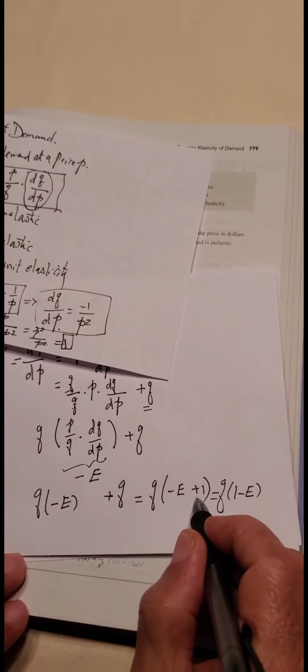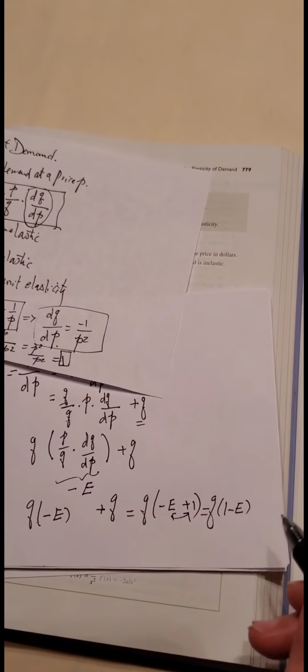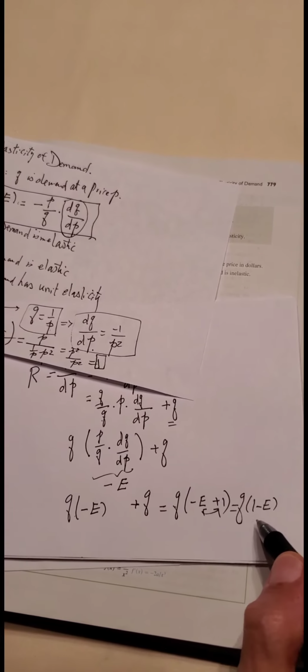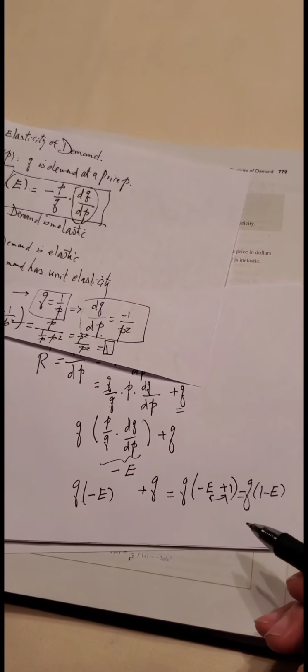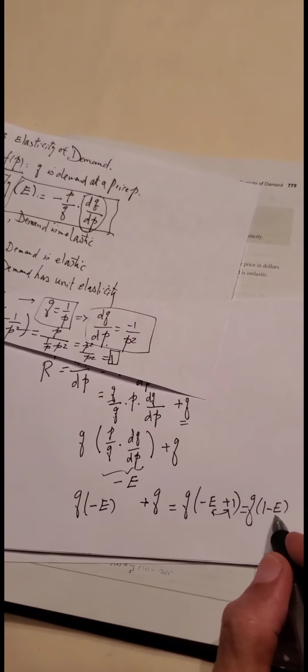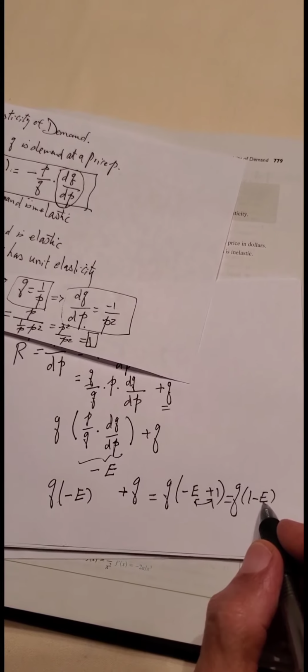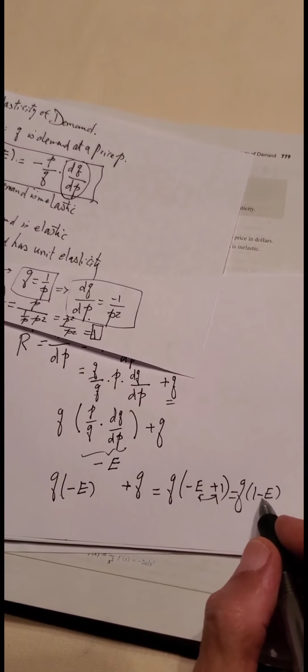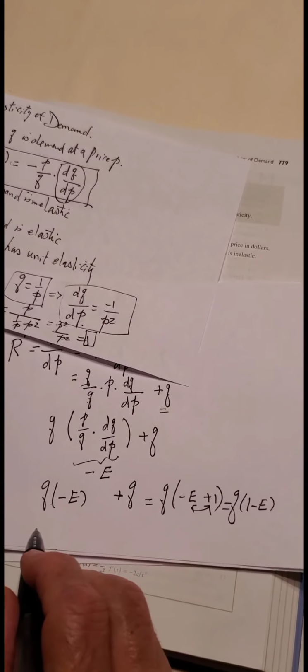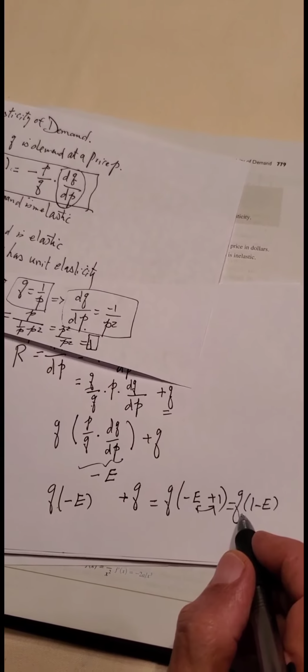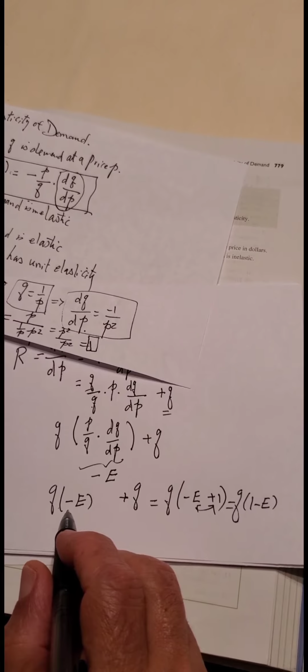You could change these two, you can do that, right? Negative 2 plus 1 is like 1 minus 2. Now, Q times 1 minus E. There are two cases, actually. If E is smaller than 1, like let's say E is equal to 0.7, then 1 minus 0.7 would be positive.